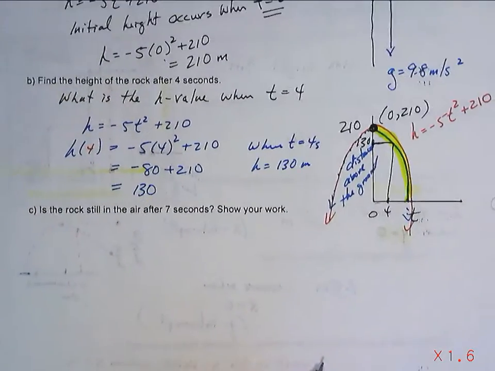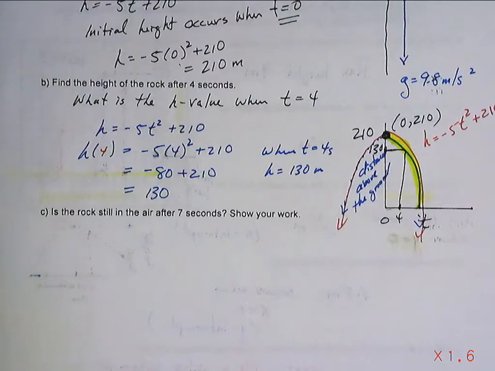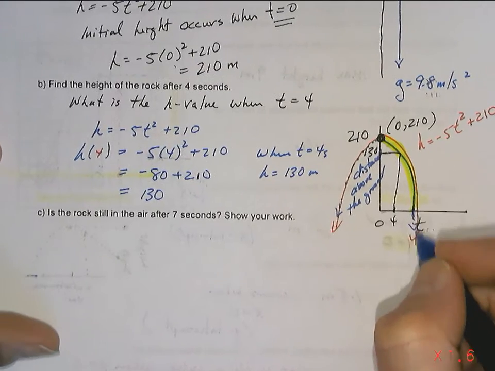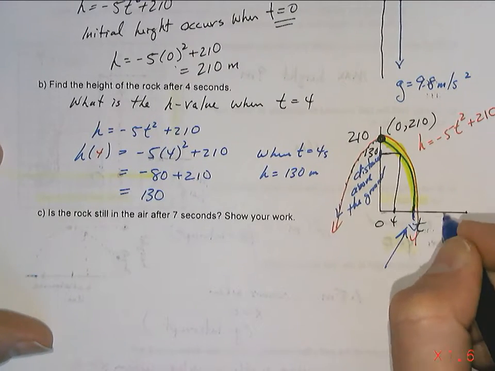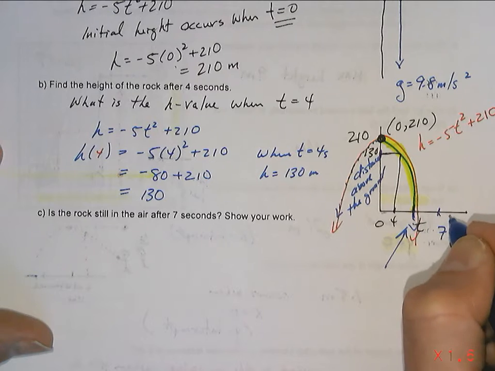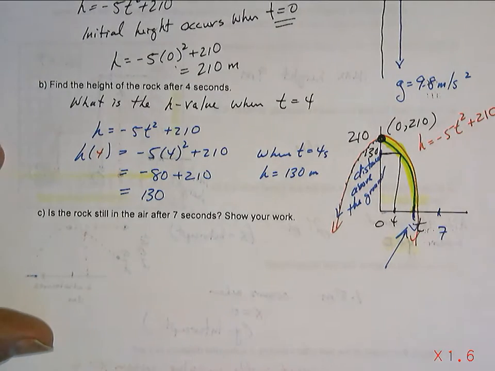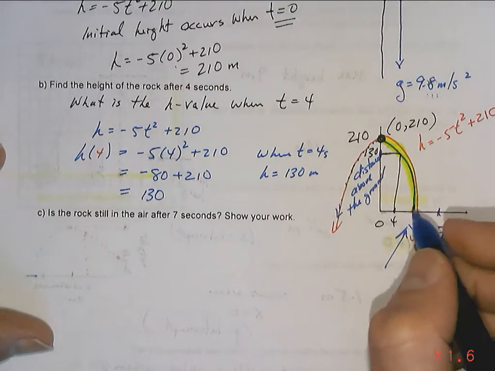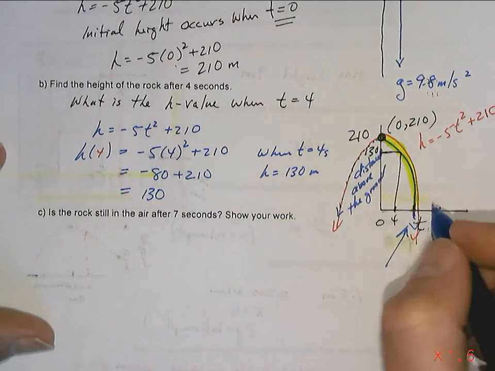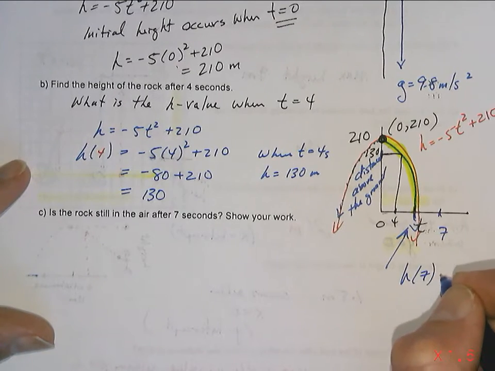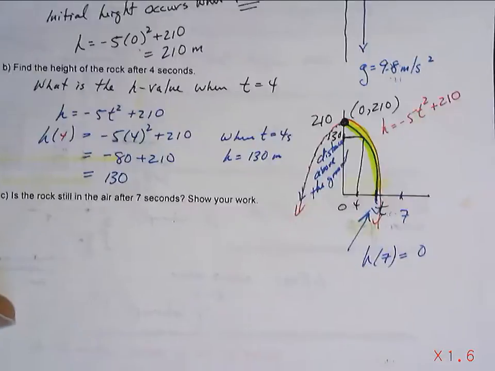Here's the question: is the rock still in the air after 7 seconds? Well, that's a good question. The question is really asking where it hits the ground, and whether 7 seconds is before or after it hits the ground. If it hits the ground at 7 seconds, then h of 7, when I put 7 in for t, will be 0. That should just make sense.